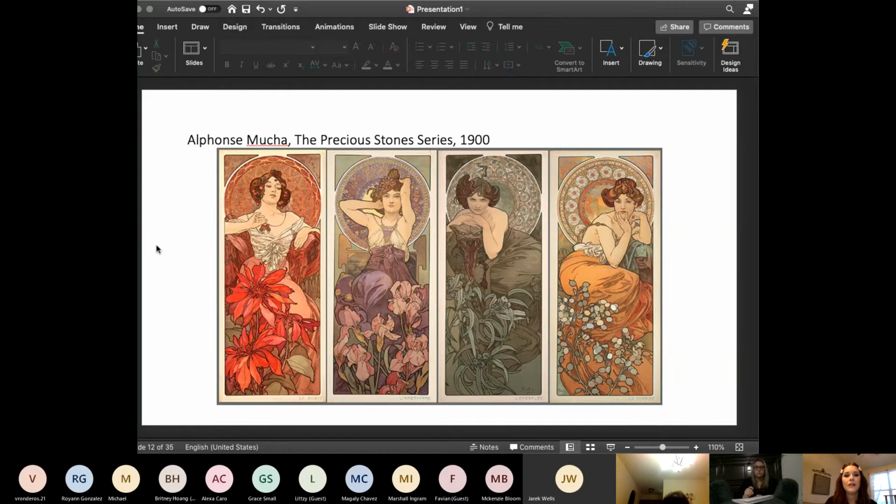So here's an example of variety and unity working together. You can see that there is still a cohesive theme throughout this Precious Stones series, the theme being that they all have the medallion in the background and it's all a female figure with a flower in the foreground. But the variety is that they're all in different poses, they all have different colors, and there is a different styling going on with all of the backgrounds, midgrounds, and foregrounds. So there's unity and variety.